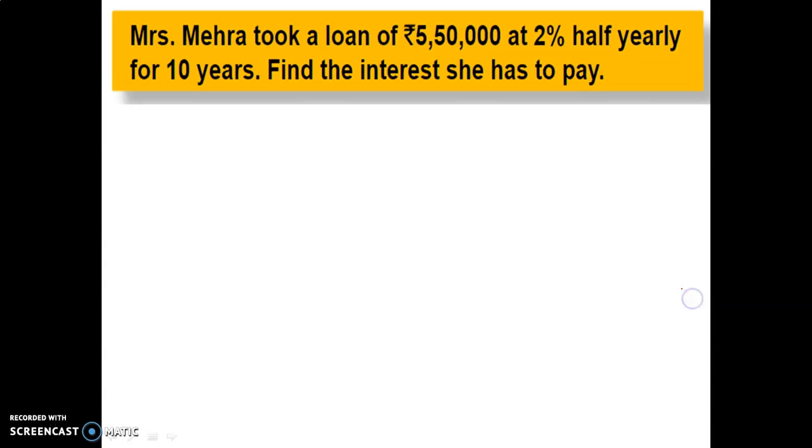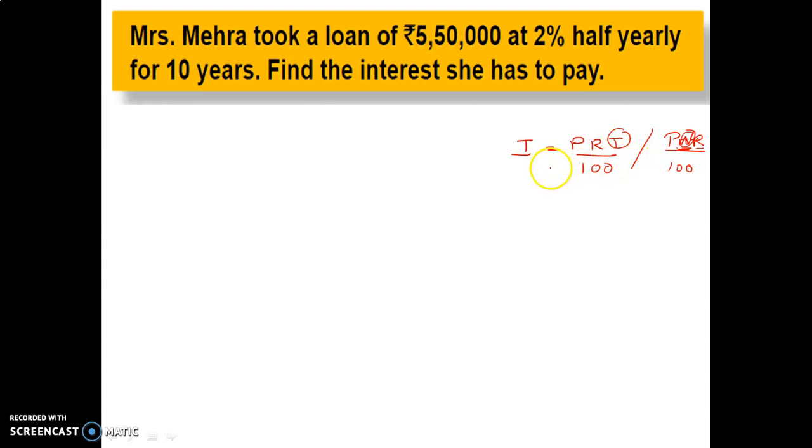The first way of writing is PRT. Interest I is equal to PRT by 100, that is principal into rate into time divided by 100. In some other books, they may write it as PNR by 100. N is nothing but number of years, R stands for rate. N and R alone are different in different textbooks, but both mean the same: principal multiplied by rate multiplied by time, that is number of years, for calculating interest.